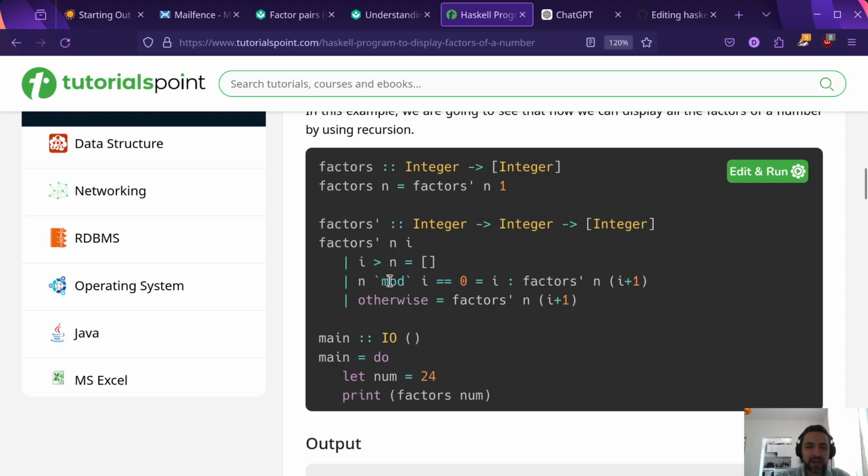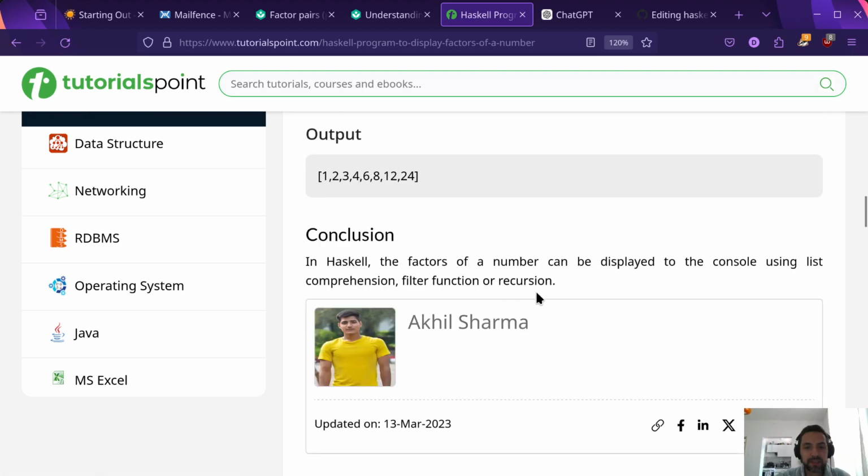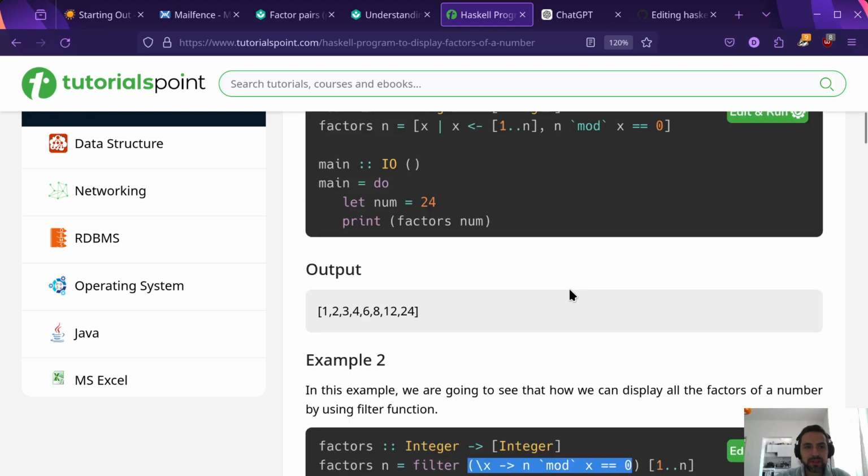Factors n i: if i greater than n, n mod i is 0, i factors n, otherwise factors n. Oh, nice. Can be displayed to the console using list comprehension. This is nice.